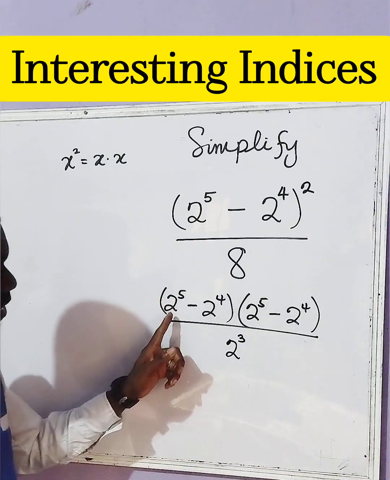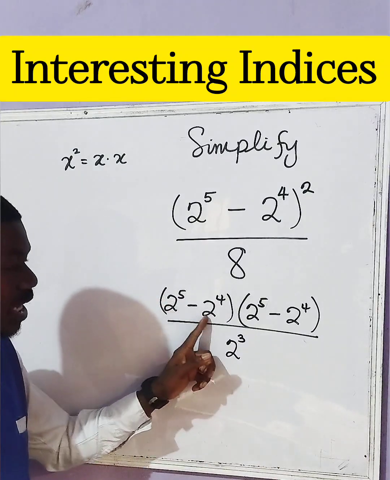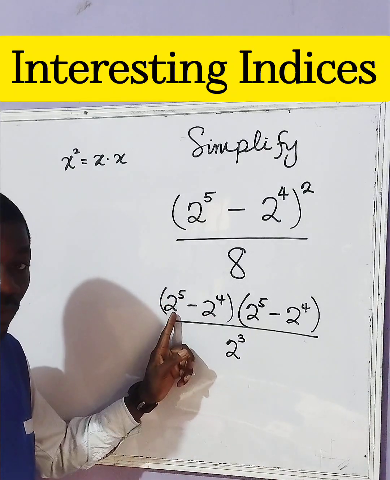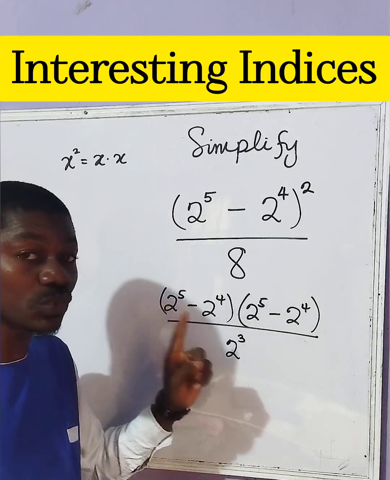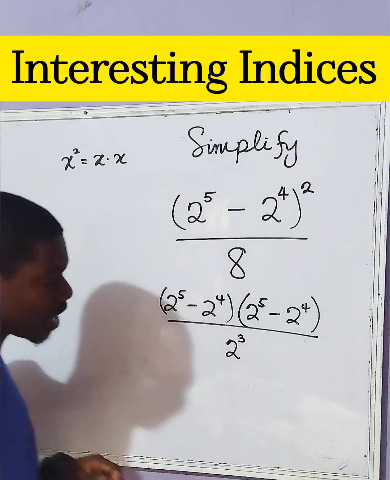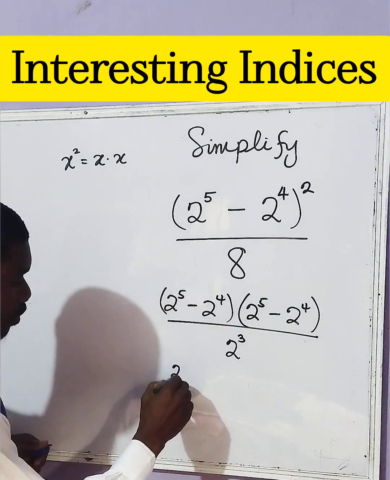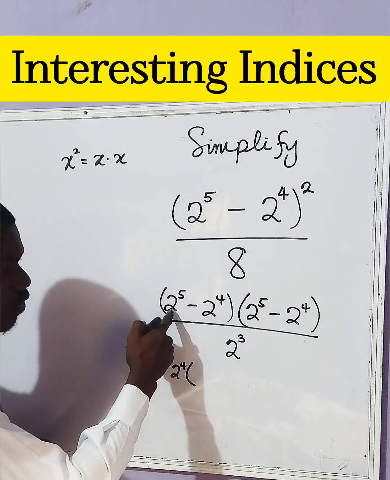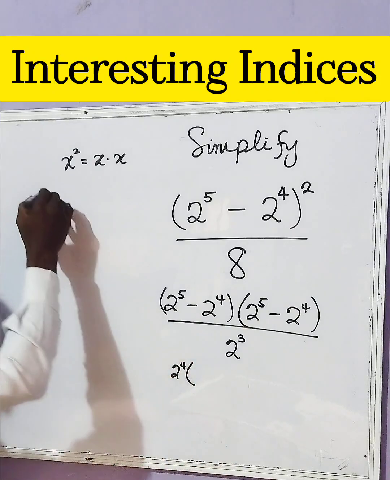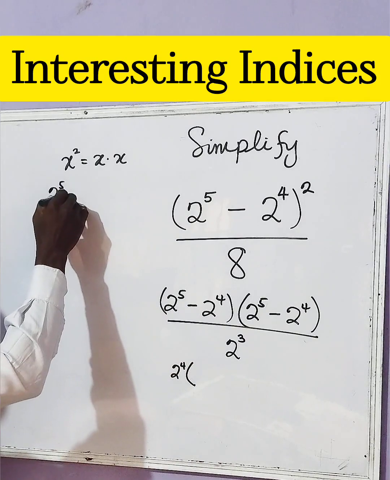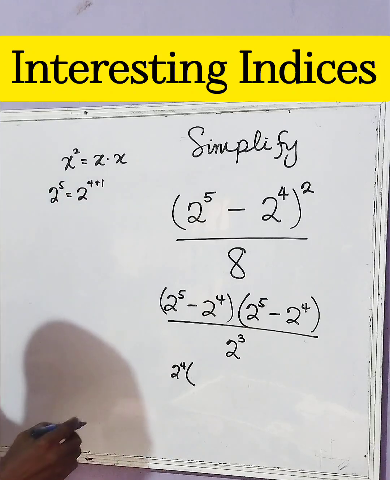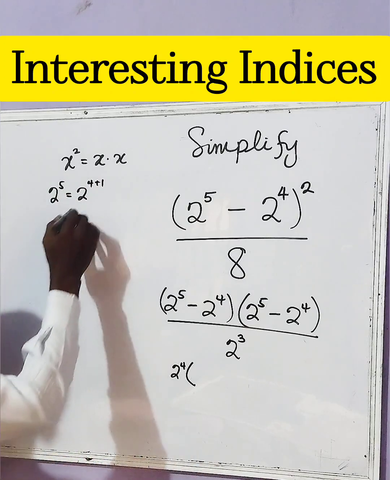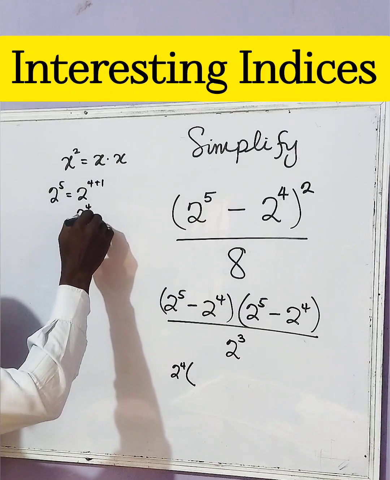Now looking at these two terms here, you will see a common factor, which is 2 raised to 4. The same thing here, 2 raised to 4. So let us factor it out. Then you have here 2 raised to 4. Now when we factor out 2 raised to 4 here, this 2 raised to 5 is the same as saying 2 raised to 4 plus 1, which can further be broken down to 2 raised to 4 times 2 raised to 1.